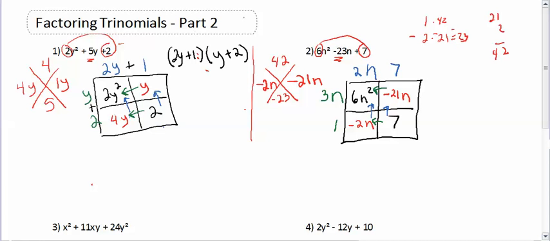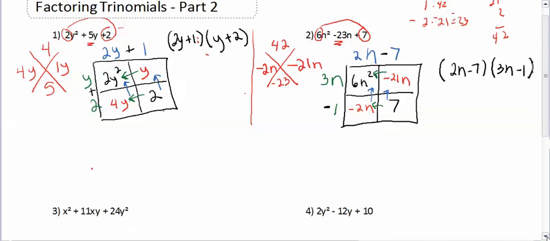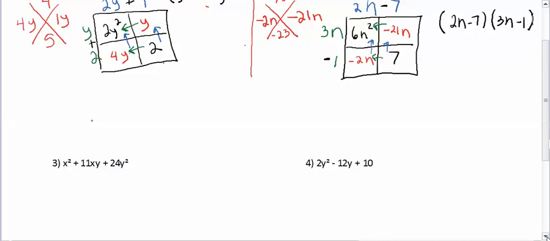So now the sign comes from the sign that's right in this box, and that's a negative. And this sign comes from this box, and that's a negative. So my answer is 2n minus 7 and 3n minus 1. Okay, so I got that one. Okay, now we're going to go ahead and do the next one.